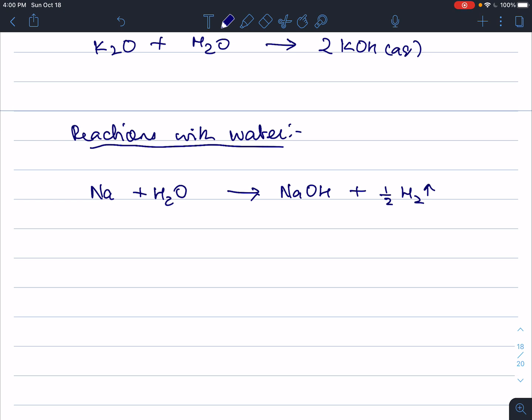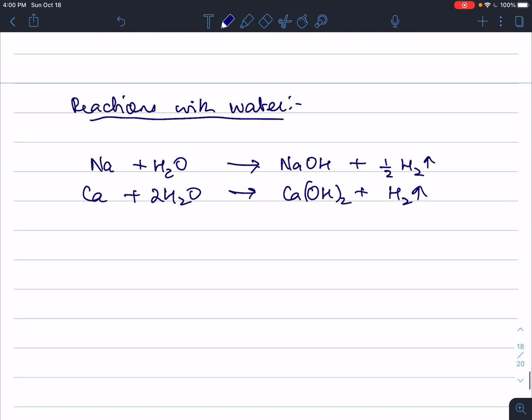Many times sodium and potassium catch fire because the hydrogen catches fire. Calcium, not so much. Calcium does not catch fire, but it still reacts in cold conditions. Magnesium, on the other hand, Mg, does not react with water when it's cold.